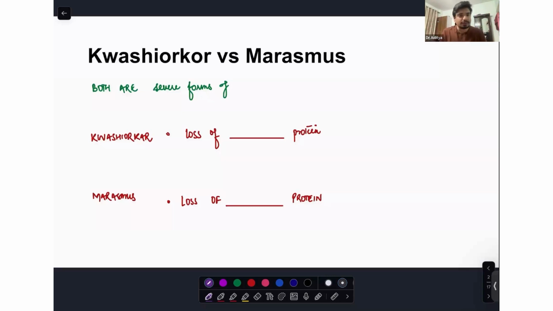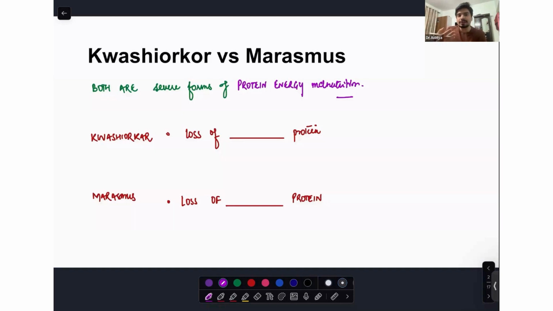First thing that we have to understand as far as Kwashiorkor and Marasmus is concerned, that they both are severe forms of protein energy malnutrition. Now, one of the reasons I specifically chose this topic was because a lot of you will be having this wrong concept, that there is protein deficiency in Kwashiorkor and there is calorie deficiency in Marasmus.